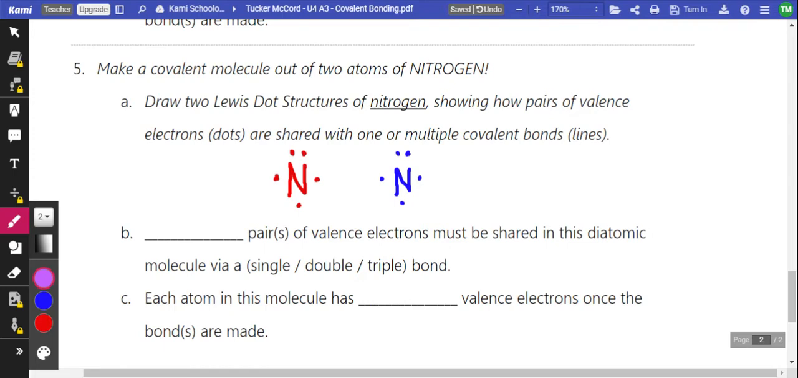So if I've got 5 valence electrons to start, if I make 1 covalent bond, that would get these guys to 6 valence electrons each because they each get ownership over 1 more electron. I could do a double bond to get them to 7 valence electrons, which is still closer yet, but not quite there. And finally, to get them to 8 valence electrons, I can do a triple bond.